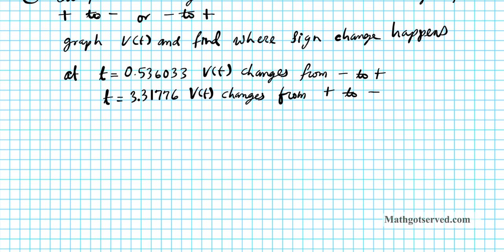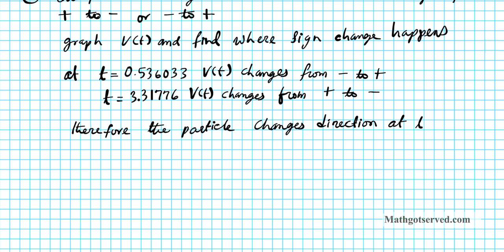What can we conclude? Then, therefore, the particle changes direction at t equals 0.536 and t equals 3.318. Okay, because there was a sign change in the velocity at around those two times.